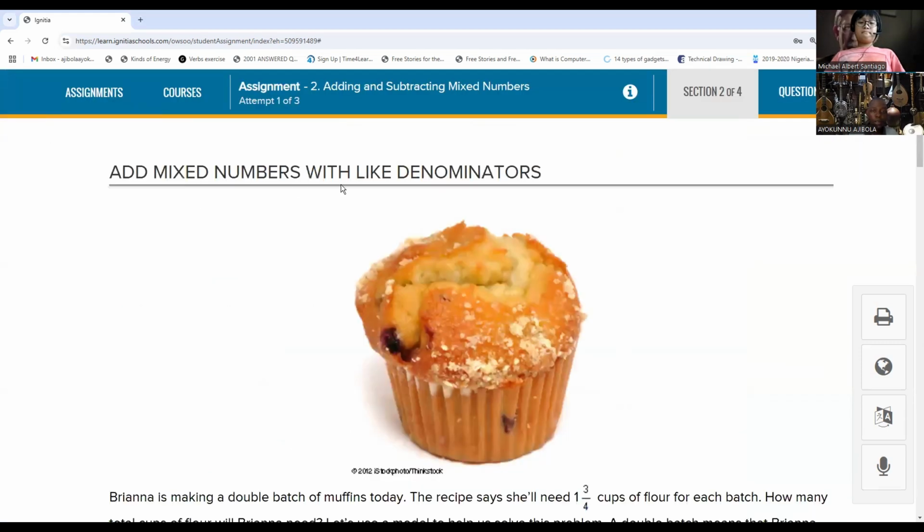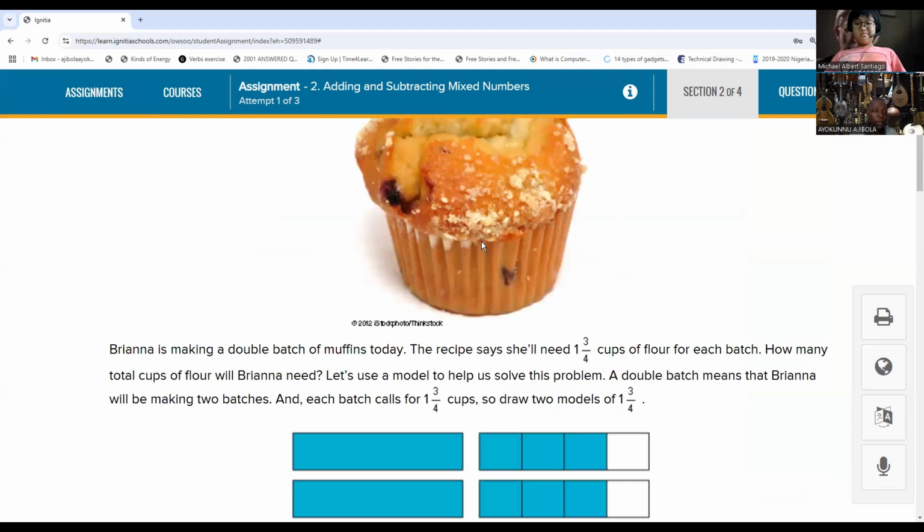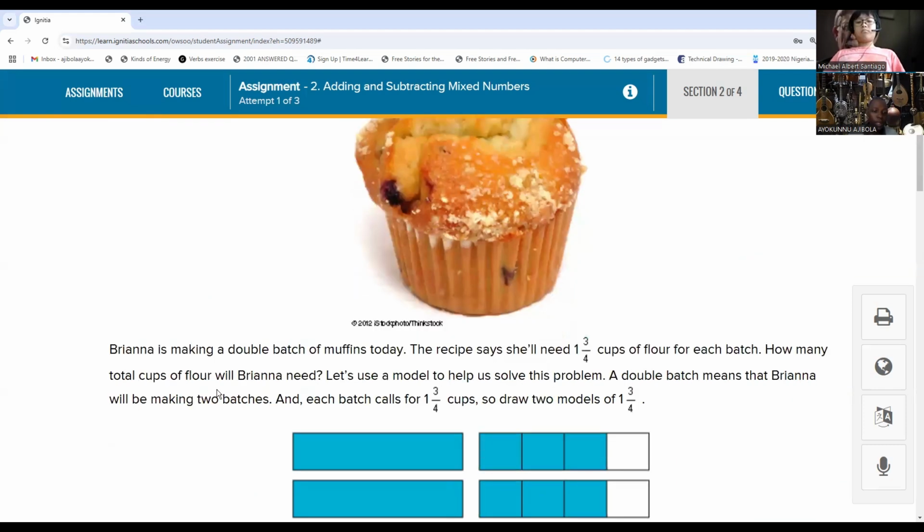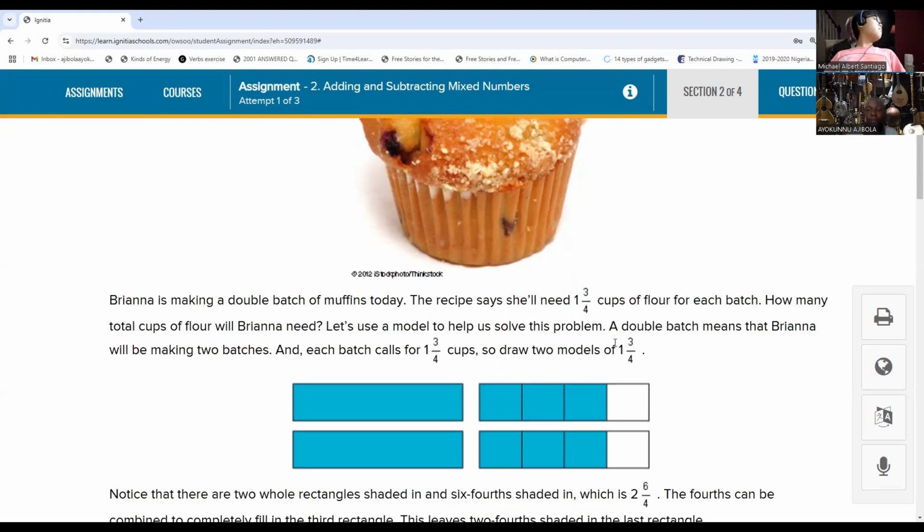Add mixed numbers with like denominators. Brianna is making a double batch of muffins today. The recipe says she'll need 1 3/4 cups of flour for each. How many total cups of flour will Brianna need? Let's use a model to help us solve this problem. A double batch means that Brianna will be baking 2 batches, and each batch calls for 1 3/4. So we draw 2 models of 1 3/4. So 1 and 3/4, 1 and 3/4.